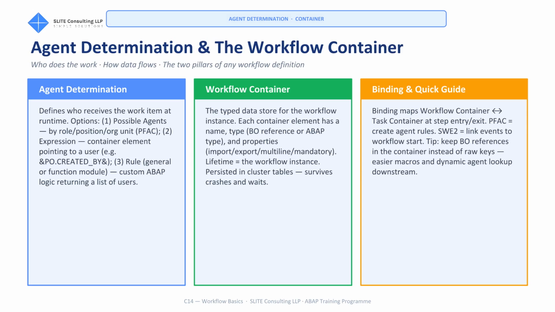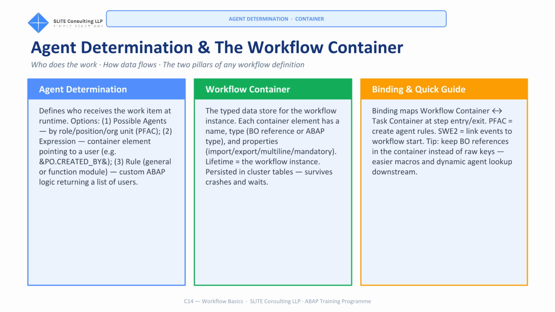Agent determination is how SAP decides who receives a work item. The cleanest approach uses the SAP organizational model. Assign the work item to a position or job title in PFCG-style org units, so adding a new approver becomes a basis or HR configuration task, not a code change. The expression approach binds a container element, for example the object's created_by attribute, directly as the agent. Custom rule function modules offer maximum flexibility but require ABAP development.